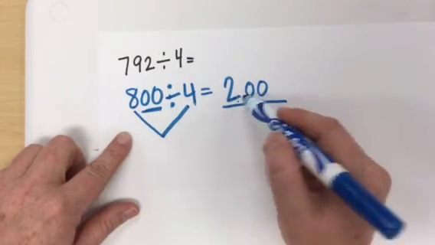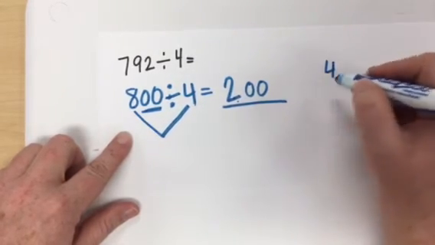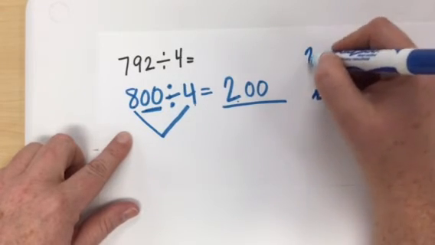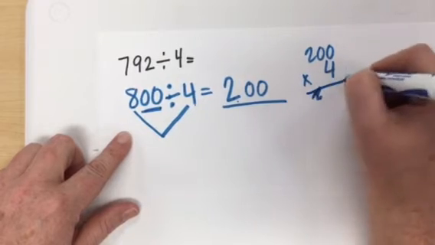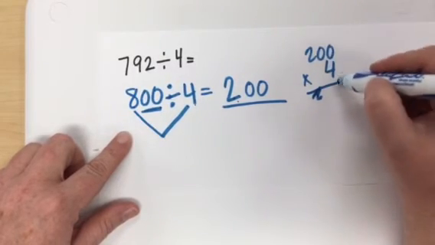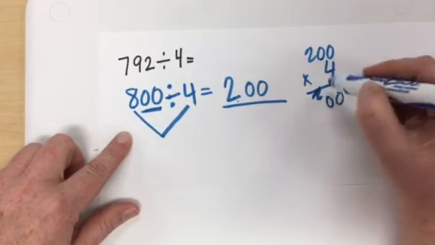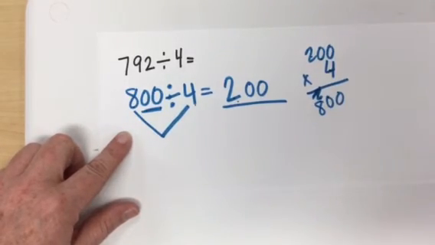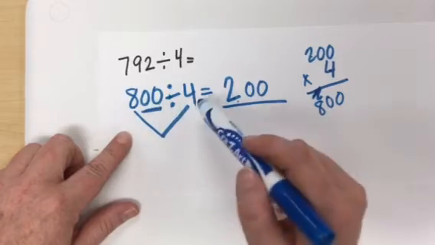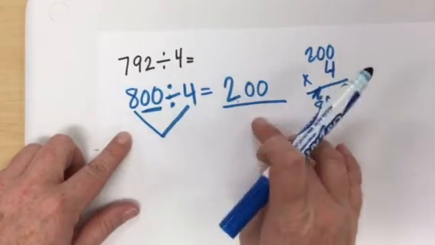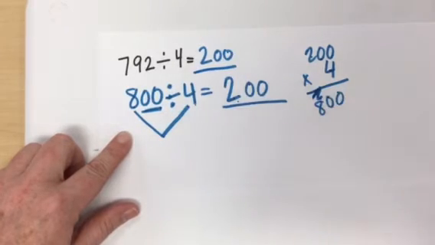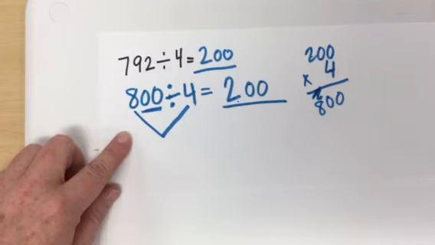And 4 times 200, I can check my answer for reasonableness here. I did that backwards. 200 times 4, because you want this one number on bottom. 4 times 0 is 0, 4 times 2 is 8. Oh, guess what? I got 800. So 800 divided by 4 is 200. That would be an estimate. So my actual estimate would be 200. 792 divided by 4 is about 200.